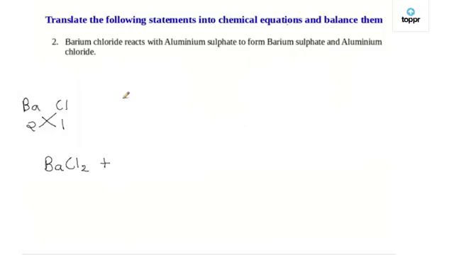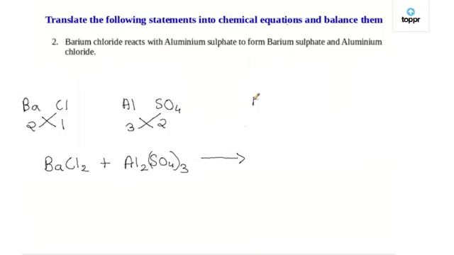Barium chloride reacts with aluminium sulfate. Now aluminium is Al. Sulfate, as we know, is a polyatomic ion, SO4: 1 sulfur, 4 oxygens. Valency of aluminium is 3, valency of sulfate is 2. So when we cross multiply, the formula of aluminium sulfate that we obtain is Al2(SO4)3, the whole thrice.